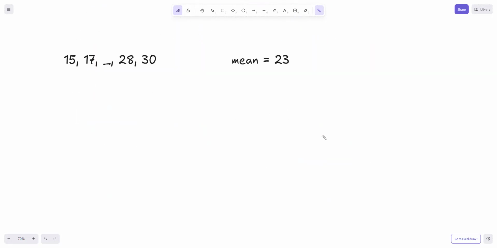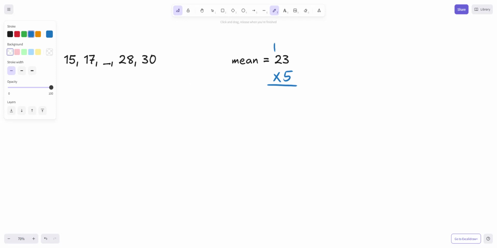All right, next one. Again, we have 5 numbers with one missing number here, and they tell us the mean is 23. If the mean is 23, then we can multiply the mean by how many numbers there are, right? There are 5 numbers, so if I multiply 23 by 5, 3 times 5 is 15, 2 times 5 is 10, plus 1 is 11. So 115 is the sum. That means all 5 numbers need to add up to 115.